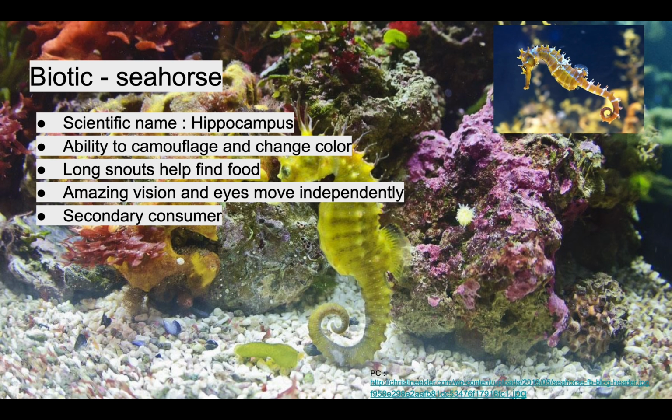Seahorse. They have a scientific name of Hippocampus and the ability to camouflage and change color. They have long snouts to help them find food and amazing vision with eyes that move independently. They are also secondary consumers.